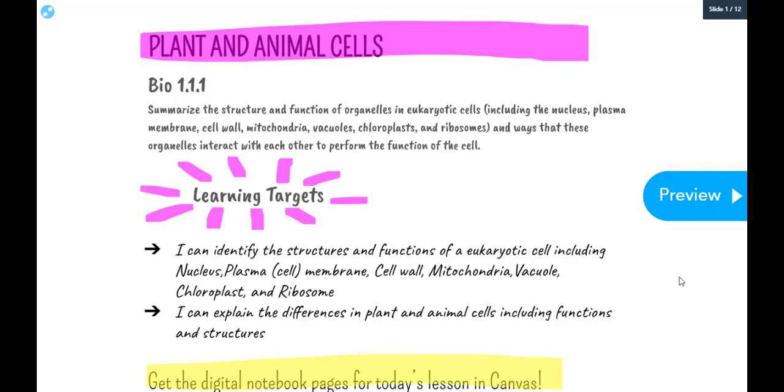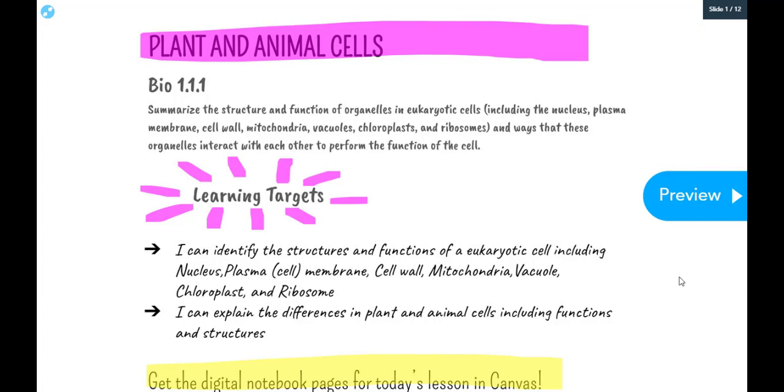So you want to make sure at the end of this lesson you can identify those structures in plant and animal cells, or eukaryotic cells: nucleus, cell membrane, cell wall, mitochondria, vacuole, chloroplast, and ribosomes. And you've got a little bit of an understanding what they do in cells.